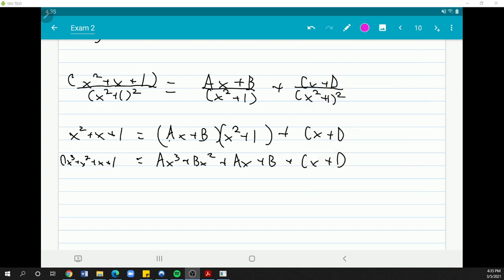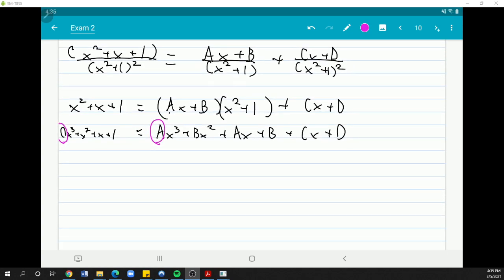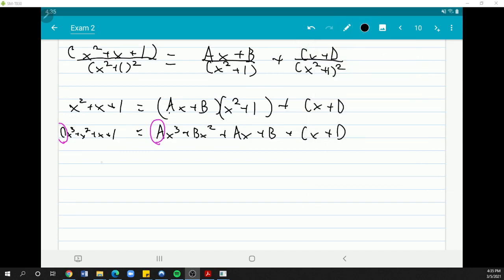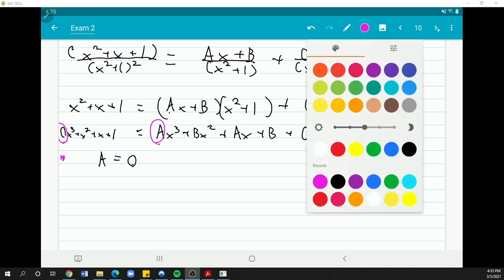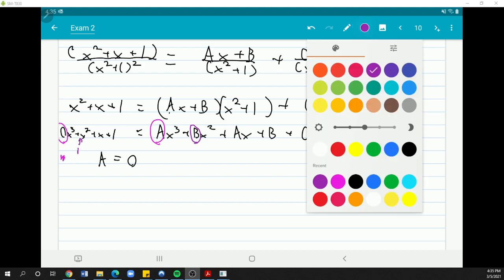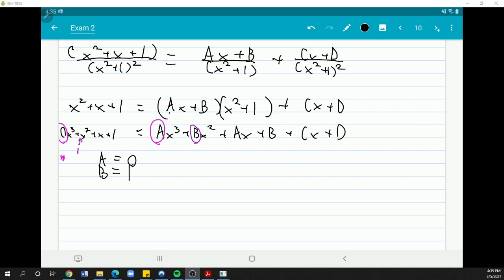So let's look. I have a 0 in front of the x cubed. I have an a in front of the x cubed, and that's all those terms. So by the pink, a is equal to 0. By the purple now, I have 1 in front of x squared. I have a b in front of this x squared, and that's it. So b is equal to 1.